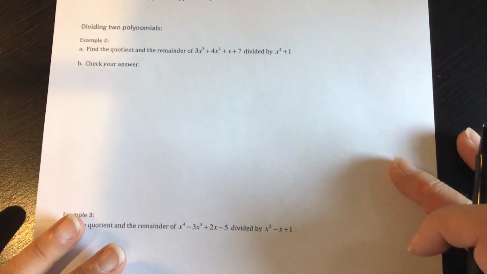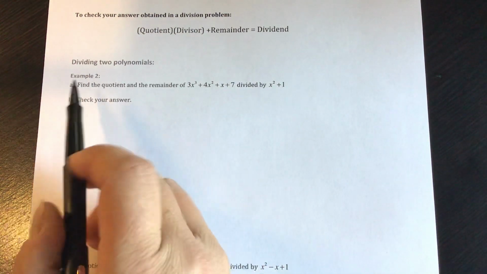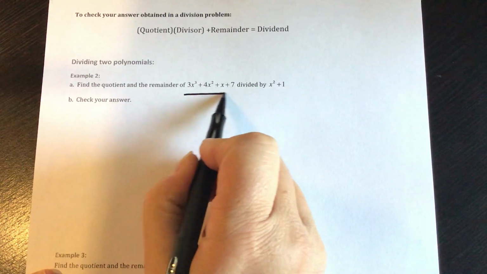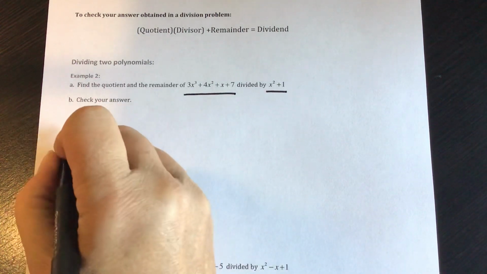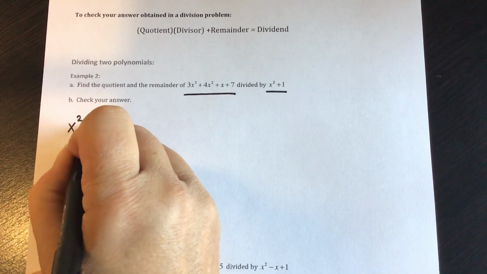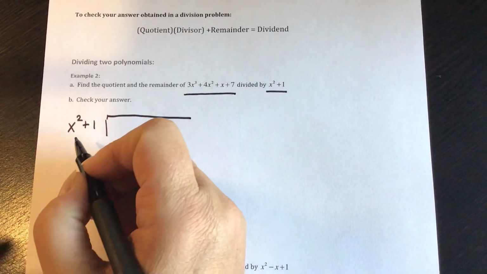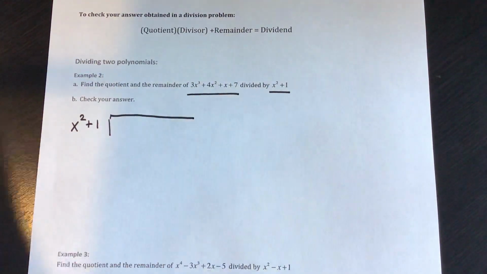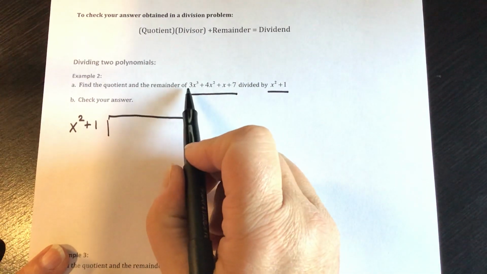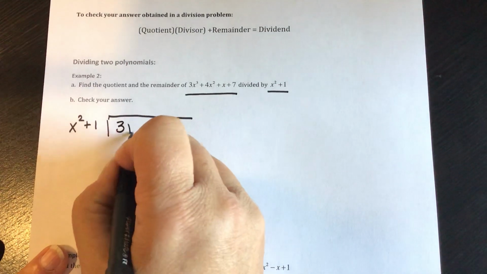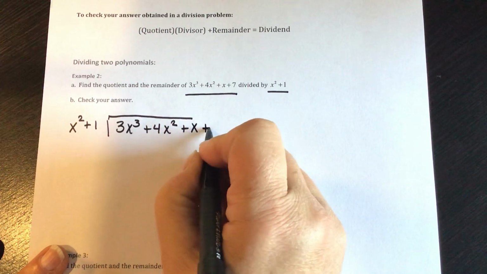So in the next example, we're going to divide polynomials. All right, so if I look at example 2, I have a polynomial here, and I'm going to divide by x squared plus 1. So I'm going to take x squared plus 1 and write that on the outside as a number I'm dividing by. And inside the division sign, I'm going to have 3x to the third plus 4x squared plus x plus 7.